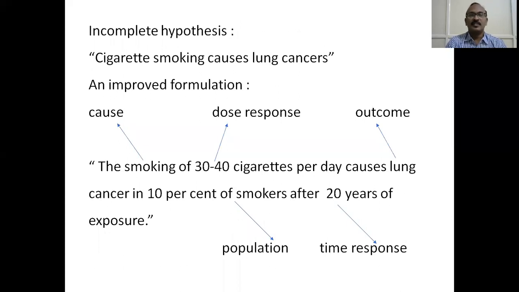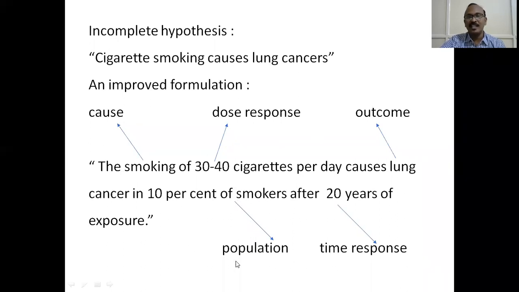Now, if you say cigarette smoking causes lung cancer, it is an incomplete hypothesis. Whereas if you say the smoking of 30 to 40 cigarettes per day causes lung cancer in 10% of smokers after 20 years of exposure, it is a complete hypothesis. Because it has the cause, that is the smoking, the specific cause. Dose response, 30 to 40 cigarettes per day. Outcome, specific outcome, that is lung cancer. The specific population, that is smokers. And what is the time response, 20 years of exposure.